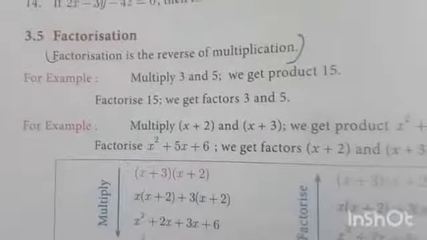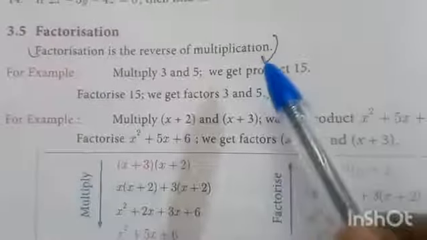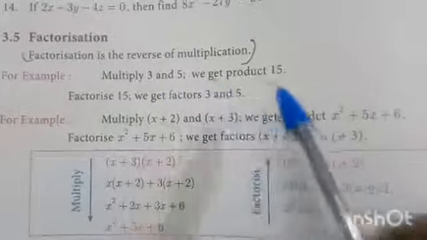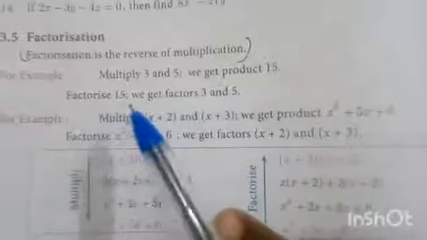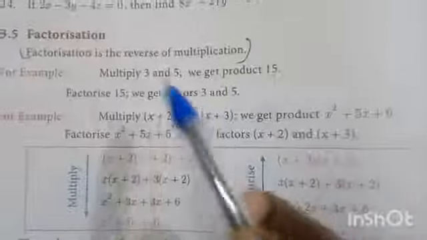Students, now you are going to learn about factorization. Factorization is the reverse of multiplication. For example, multiply 3 and 5, we get the product 15. Factorize 15, we get the factors 3 and 5. This is the reverse.